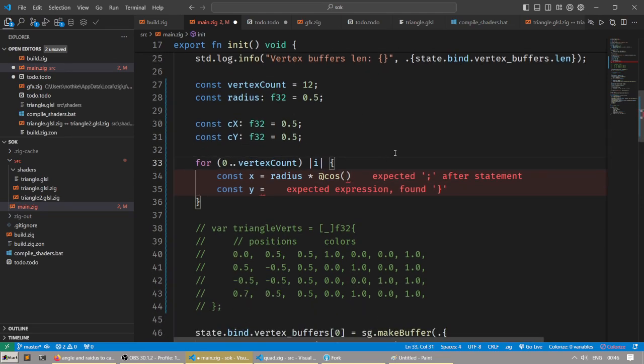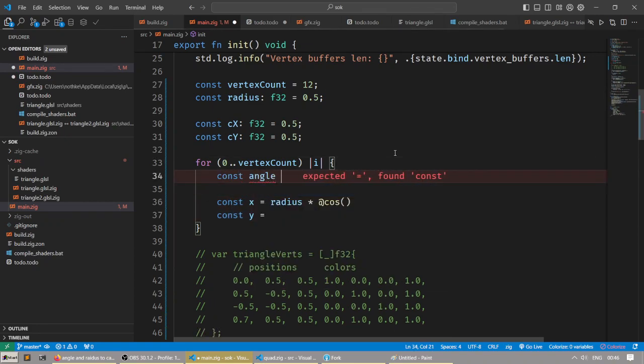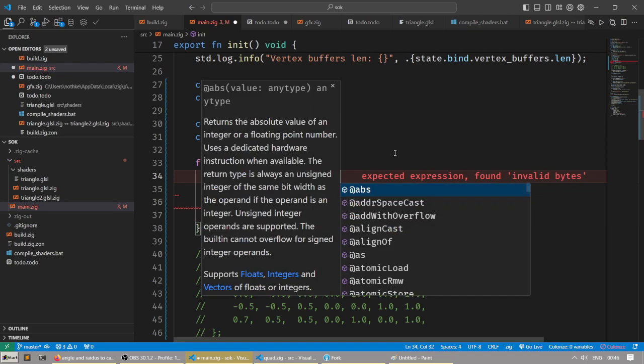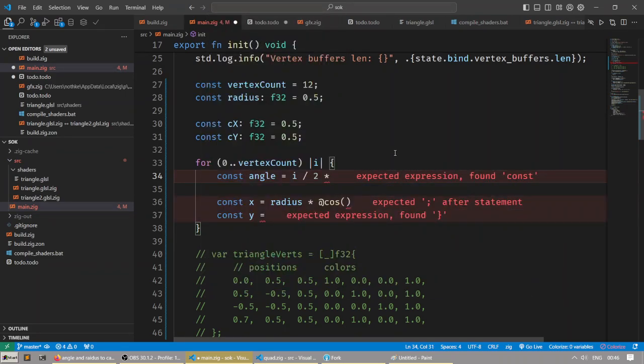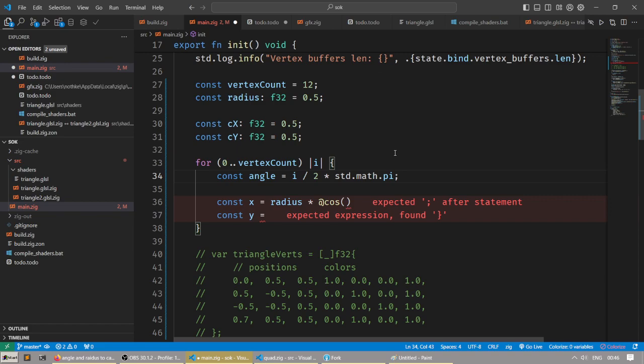The angle is also in radians. So here's the thing. I need to calculate the angle. And the angle is going to be, well, of course, it's going to be 1 by 360, but in radians, which is 2 pi, right? So 2, and do we have pi? std.math.pi. There it is. It's a comptime float. We're definitely going to have to convert that into an f32, I think.